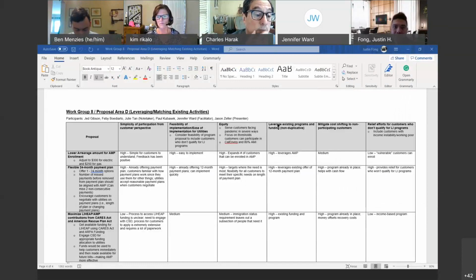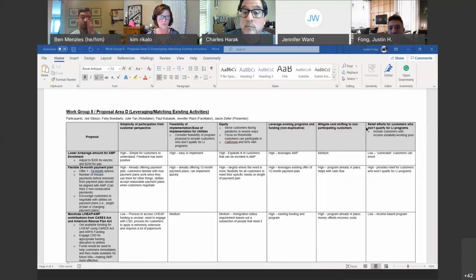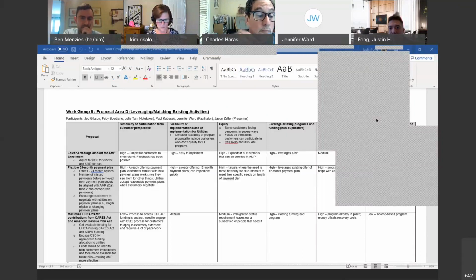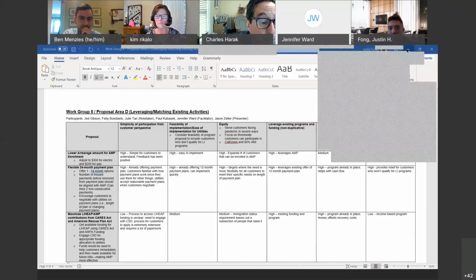So our proposal area was leveraging and matching existing activities, and our top 3 proposals, first one was to lower the arrearage amount for AMP enrollment, adjusting it from $300 for electric to $250 for gas. Simplicity of that is high. It'd be simple for customers to understand, and the feedback overall in the AMP program has been positive. Feasibility of implementation for utilities is also high, since it is a program that is already in place. We would just need to make tweaks to our internal procedures in order to reduce the arrearage amount for enrollment.